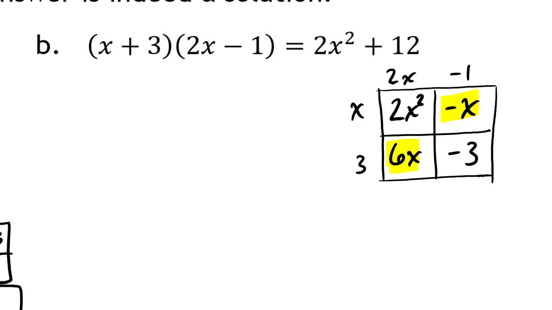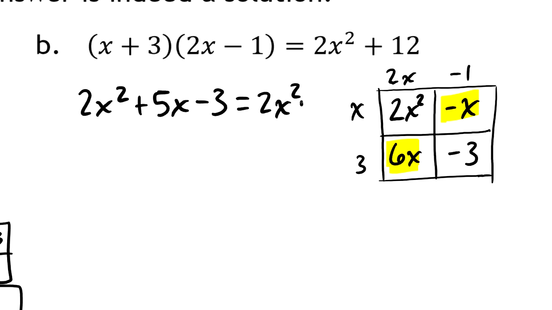So again, all I'm doing is changing the form, right? It was like the product of the length and width, and now I'm going to write it down as the sum of its parts. So I can write this as 2x squared plus 5x and then minus 3. And over on the other side, if you look at it, I've got a 2x squared and there is a plus 12.